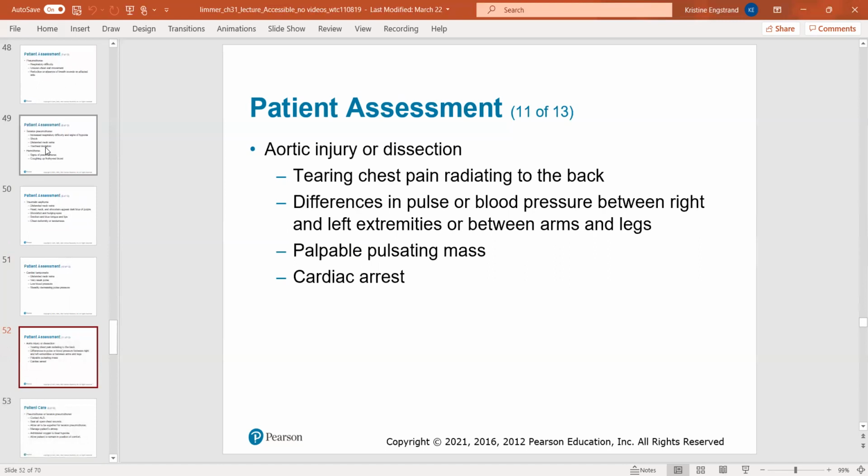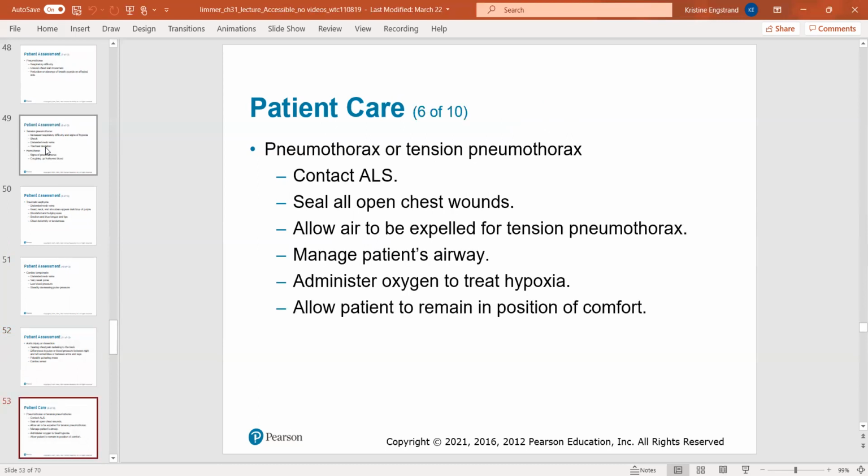Aortic dissection injuries: tearing, ripping pain radiating into the back, differences in pulse or blood pressures between right and left, a palpable pulsating mass anywhere. Do not touch that. If you see that, note it, let the hospital know immediately, and then be ready for cardiac arrest.